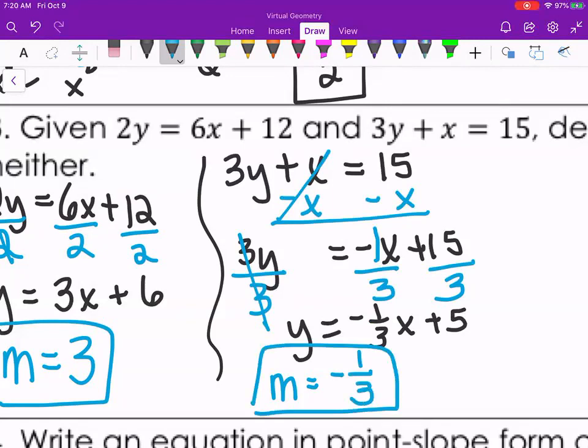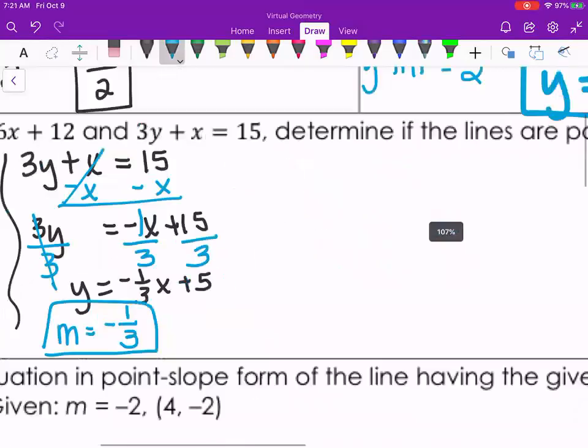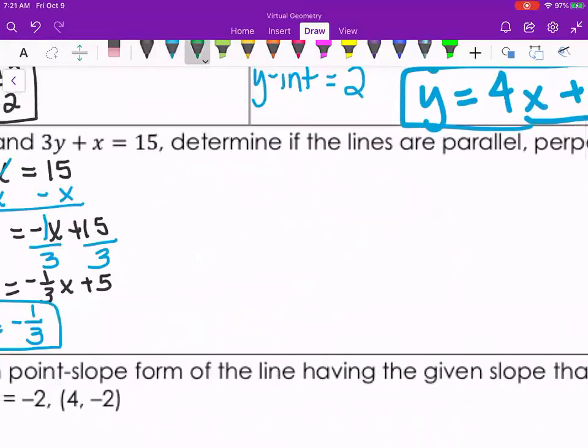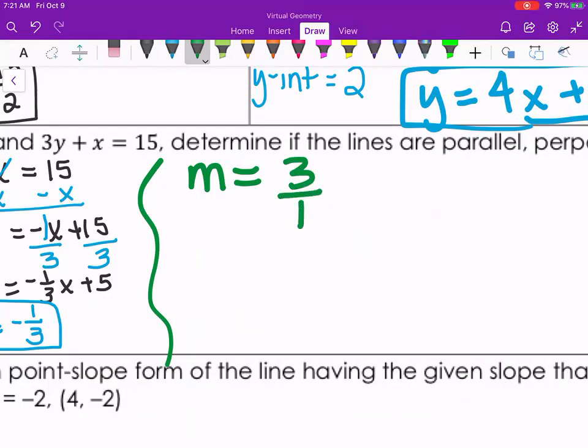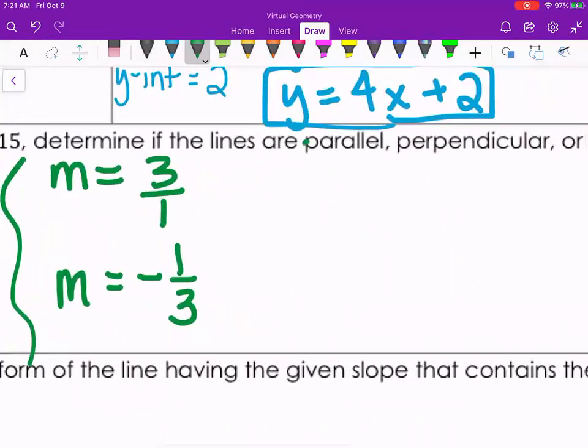And those two numbers are the ones I have to use for parallel, or perpendicular. So let's see what we've got. So we have m is a 3, and for the reciprocal, I'm going to just put it over 1 for the moment. It just makes it easier to check for perpendicular. Our second one is a -1/3. All right, so these two numbers are not exactly the same. So parallel is out. They're not the same.